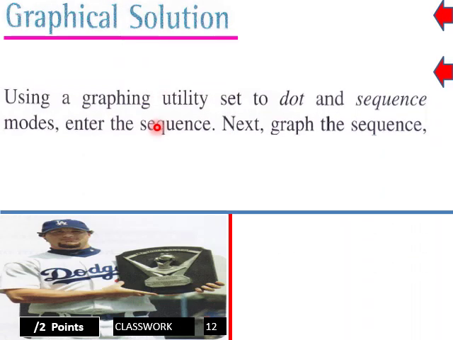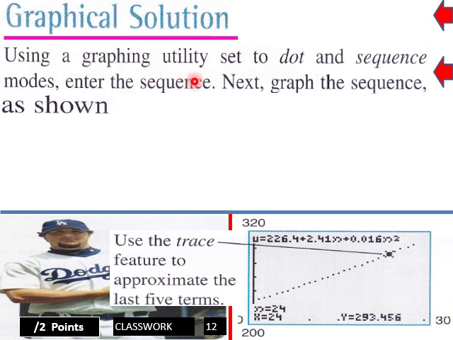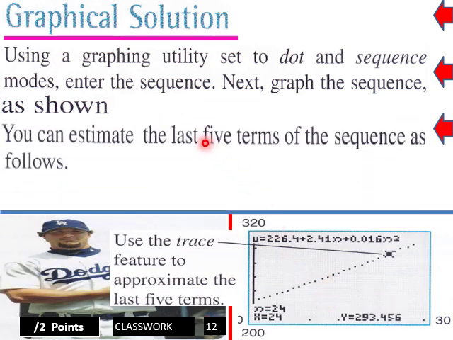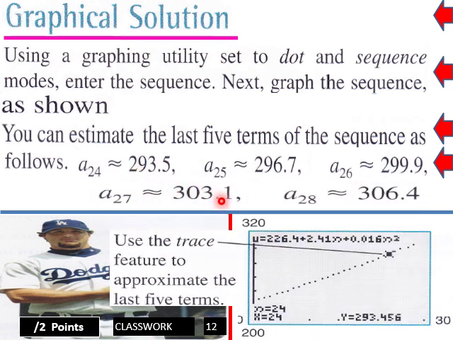So for our graphical solution, using a graphing calculator, it should look like this when you graph this sequence. Next, graph the sequence. So this is your graph of that. You can estimate the last 5 years of the sequence as follows. Again, if you put that into your calculator and go to the table, you can see these approximate values, or you can go into your actual graph and then use trace to find these same values here.